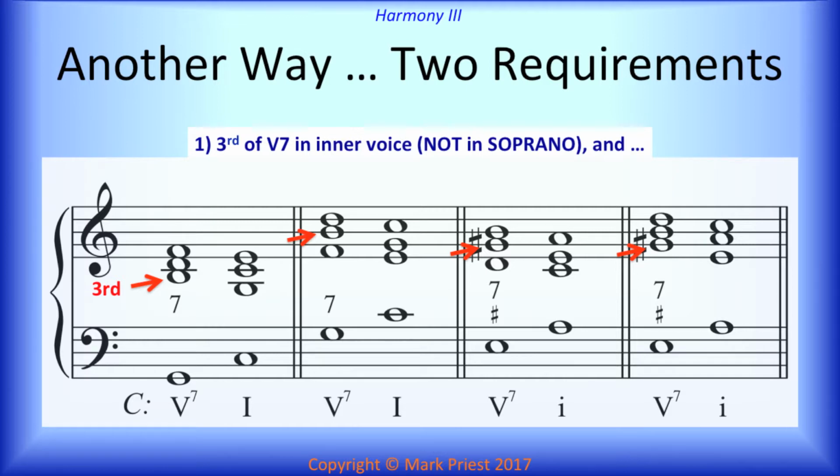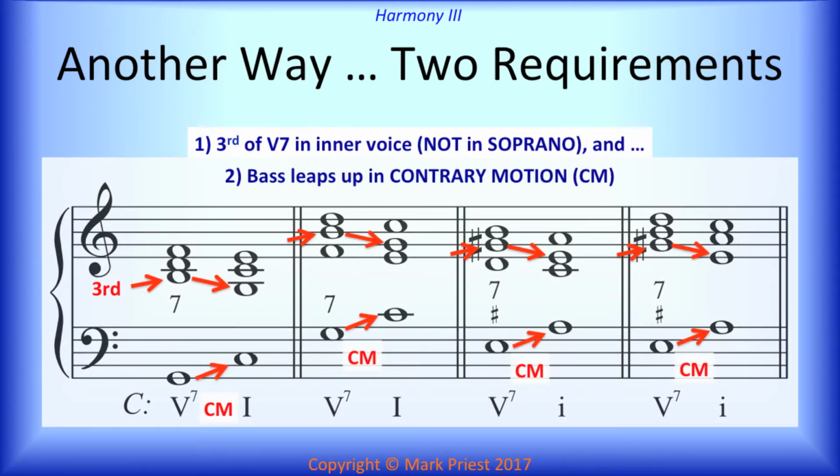First, be sure that the third of the 5/7 chord is not in the soprano. And 2, the bass must leap upwards by a fourth, 5-1 or minor 1. Only then is the third of the 5/7 allowed to skip downward to the fifth of the 1 chord or minor 1 chord. Look at it and listen. This only works when the third of the 5/7 is in an inner voice, alto or tenor, not in the soprano, and only when the bass leaps in contrary motion to the upper voices.